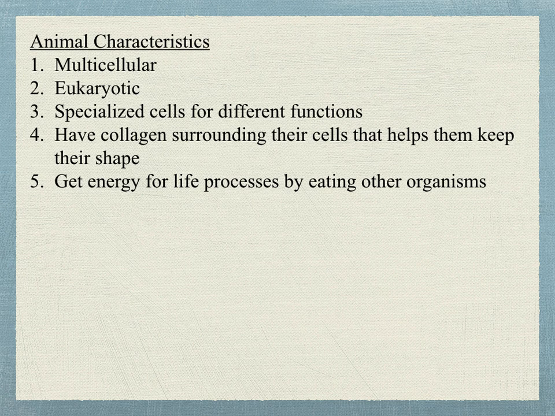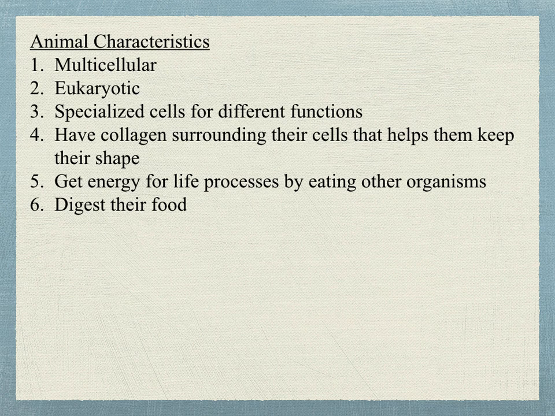The fifth characteristic of animals is that they get energy for life processes by eating other organisms. And we'll be talking more about that when we get into energy pyramids and things like that coming up in one of the next few chapters. But all animals get energy by eating something else, whether it's a plant, whether it's an animal, whatever. But they have to eat something else to get their energy. They cannot produce energy.